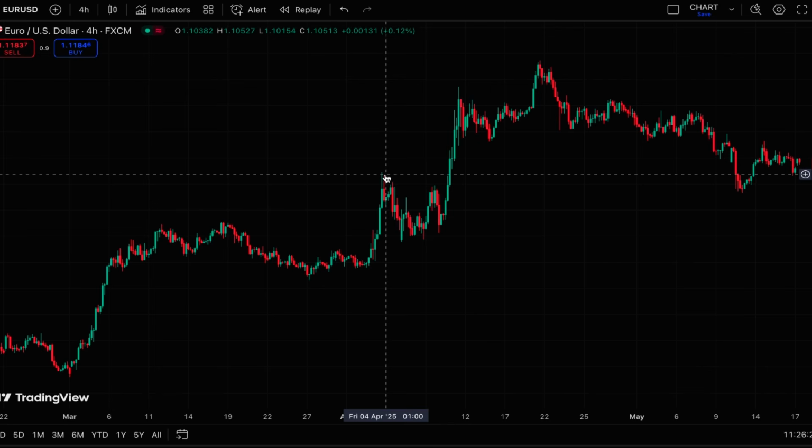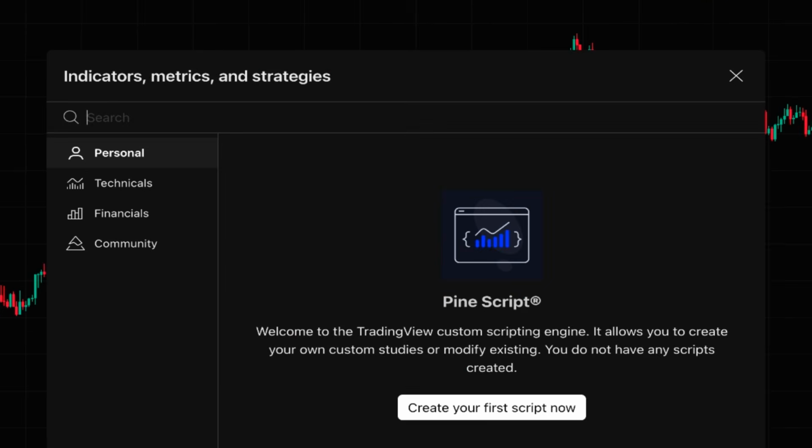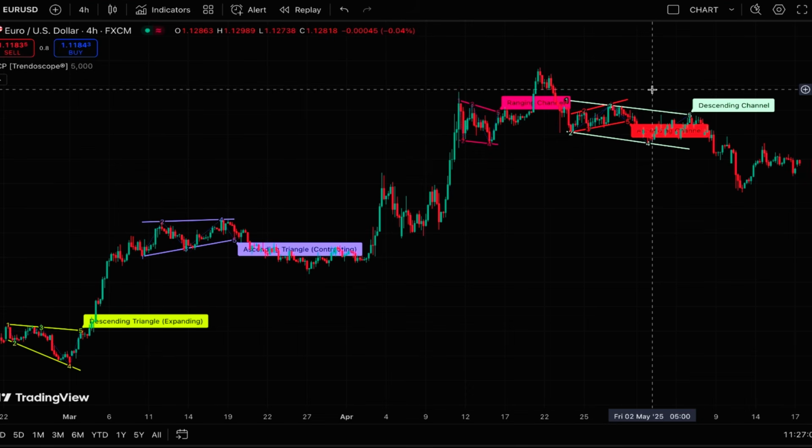And the last indicator is related to chart patterns. Here we click on indicators and we search auto chart patterns. We add this one, which is an editor's pick indicator and written by Trendoscope. Alright, this indicator identifies triangle, ascending triangle, descending triangle, falling wedge, rising wedge, and also horizontal channels.